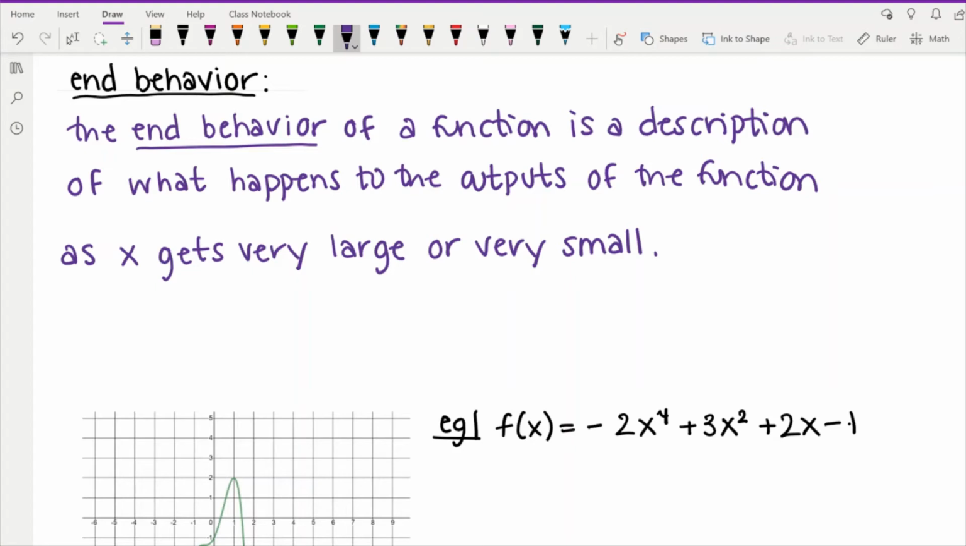I'm not talking about teeny tiny numbers that are close to 0. I'm talking about numbers that are very far to the left on the number line. So very large means very far to the right on the number line. Very small means very far left on the number line.